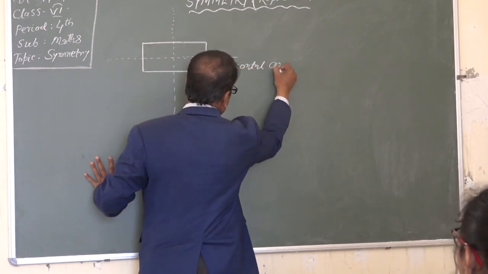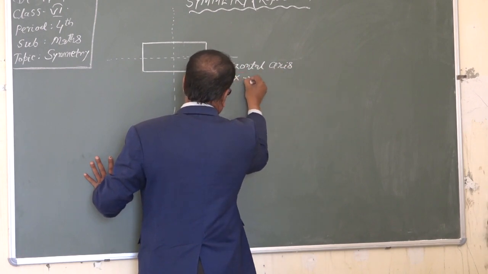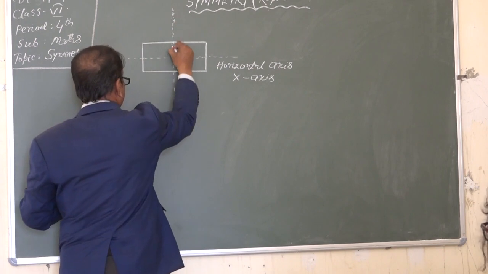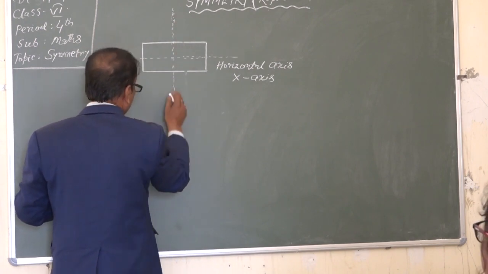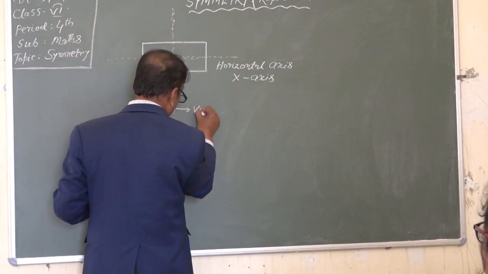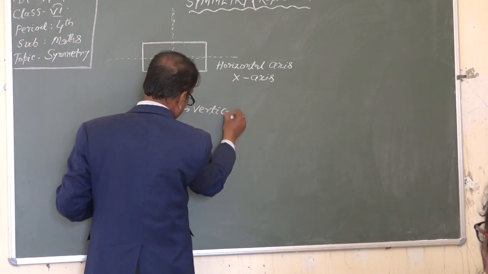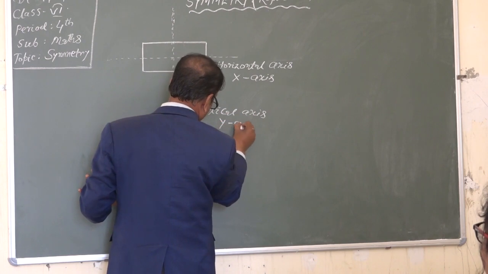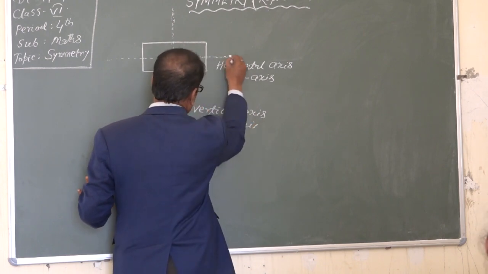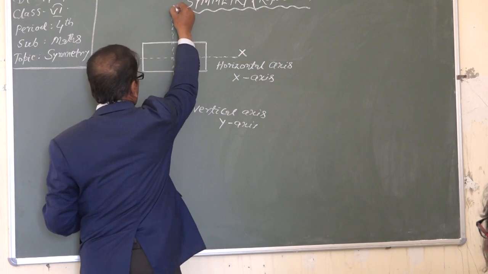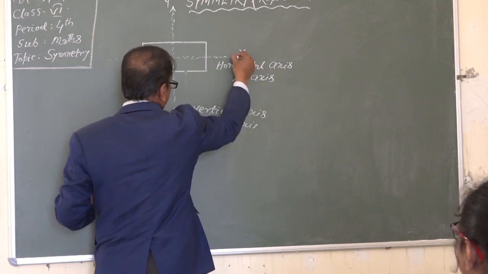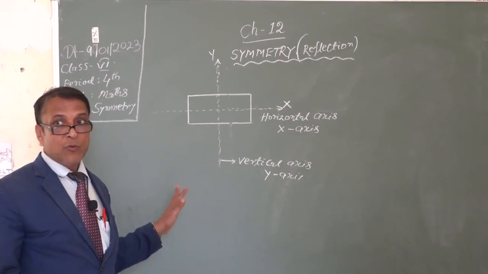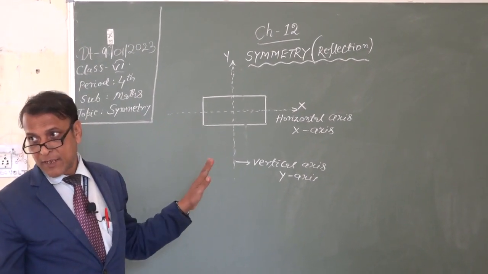Horizontal axis, which we called x-axis. This is the vertical axis, which we called y-axis. So you put x here and you put y here. That means one can know that you have mentioned the two axes here, x-axis, y-axis.